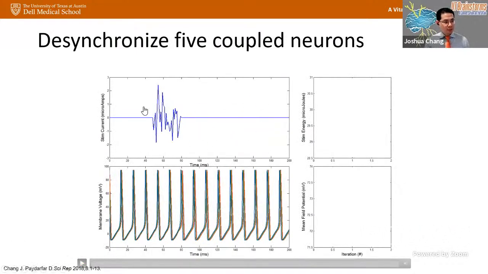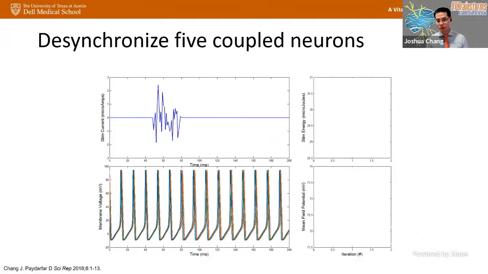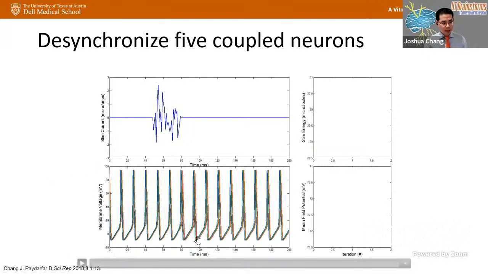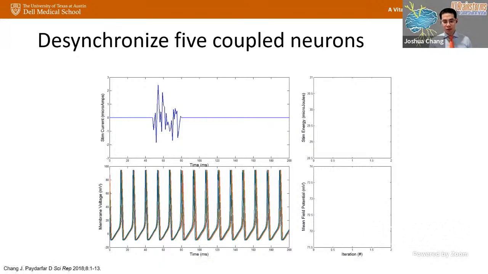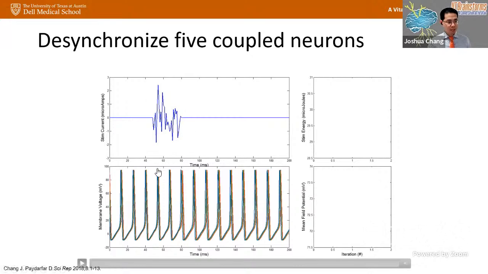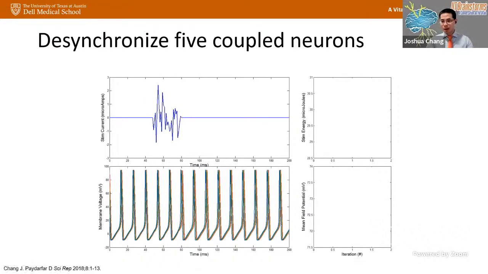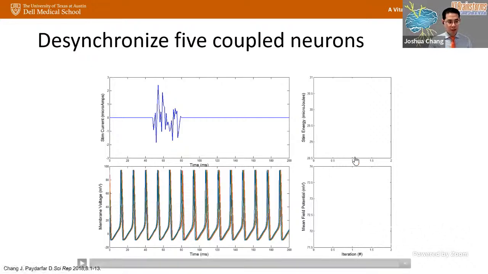Here in the top left, what I'm going to show you is the stimulus. We're starting off with randomly generated stimulation. And as you can see here in the bottom left, this is the system's response to that stimulus. And so here we can see this stimulus is essentially causing all the neurons to remain synchronized. It's not separating out or desynchronizing the system at all.